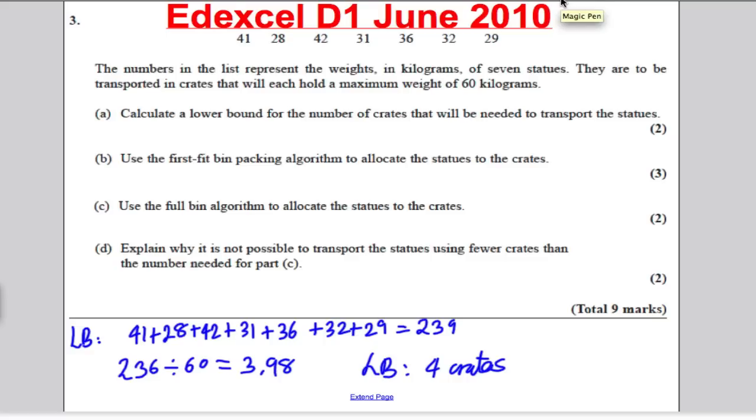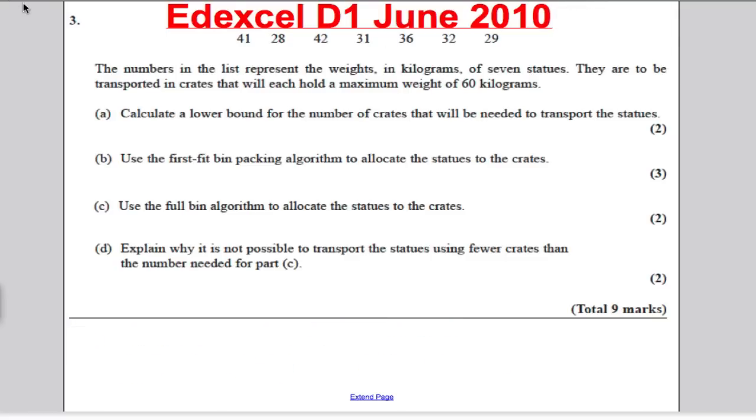Okay, next it asks us to use the first fit bin packing to allocate the statues to the crates. So simple here. The first crate I'm going to say is 60, so the 41 just goes in normally. The 28 would have to go, unfortunately, into its own one. The 42 would have to go into its own one. The 31, well, the 31 could nicely fit in here, so the 31 could go here.